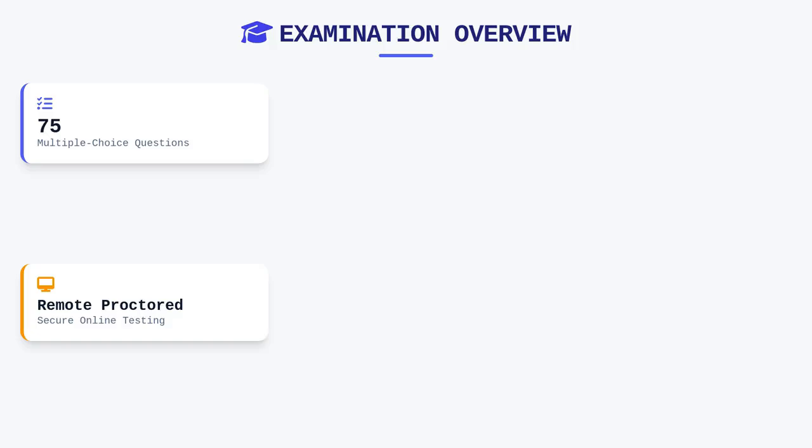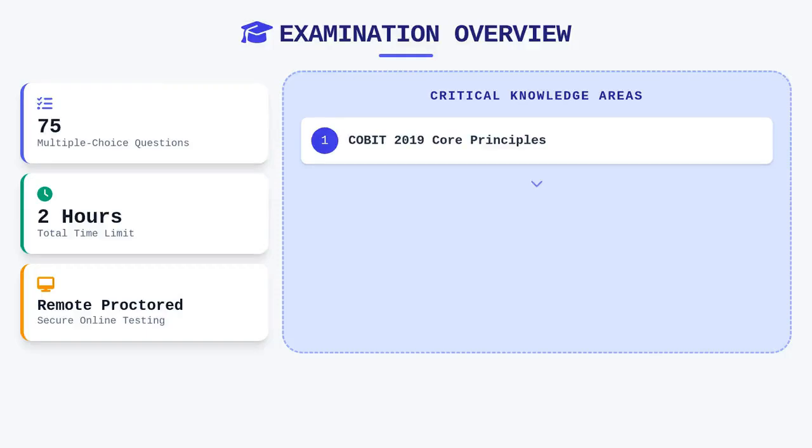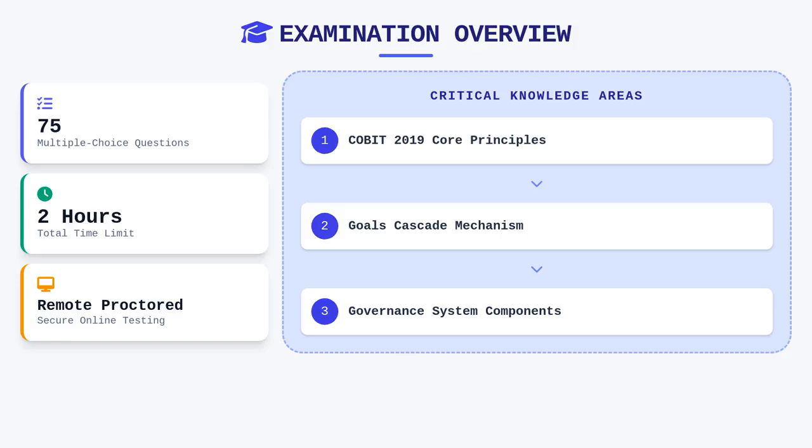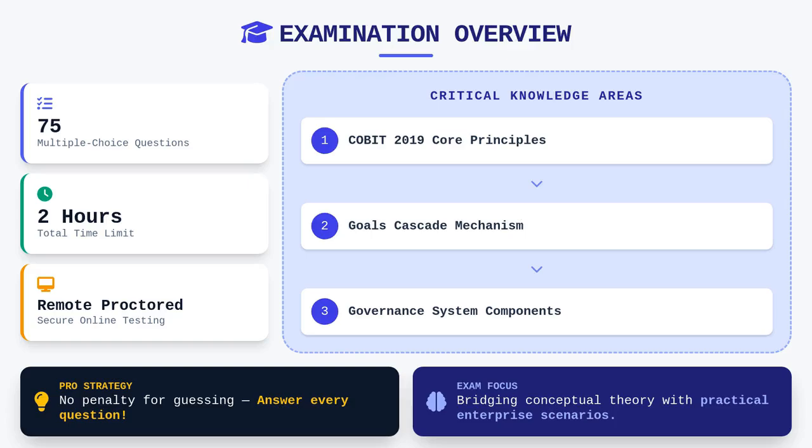Regarding the examination itself, it is a 75-question, multiple-choice, remote proctored test that requires a solid grasp of both conceptual theory and practical application. You will have 2 hours to complete the exam, which means time management is just as critical as your subject matter knowledge. To pass, you must demonstrate a deep understanding of the COBIT 2019 core principles, the Goals Cascade mechanism, and the various governance system components. Scoring is based on the number of correct responses, and there's no penalty for guessing, so it is imperative to answer every question presented. The exam is designed to test your ability to apply governance concepts to realistic enterprise scenarios.